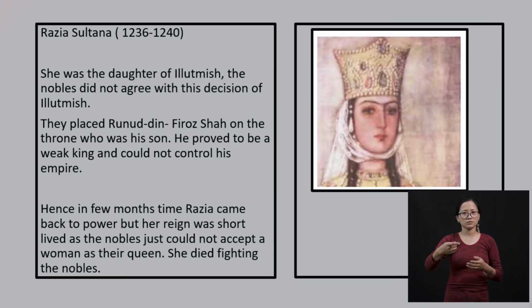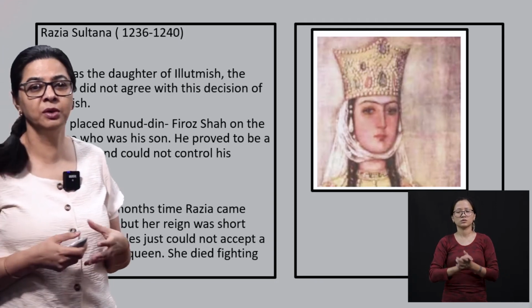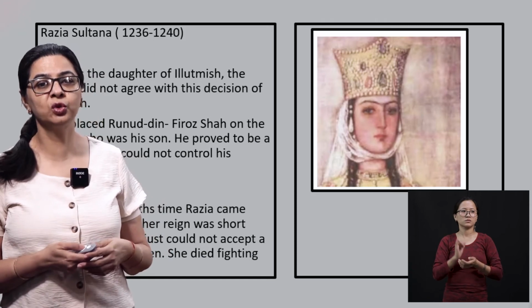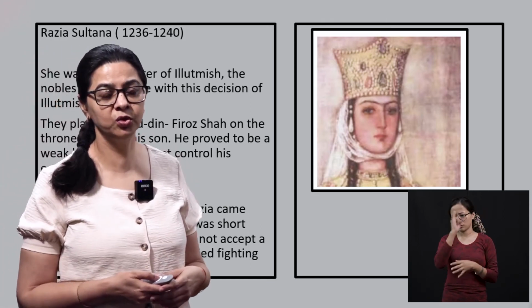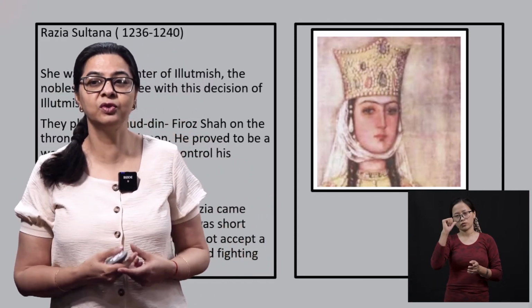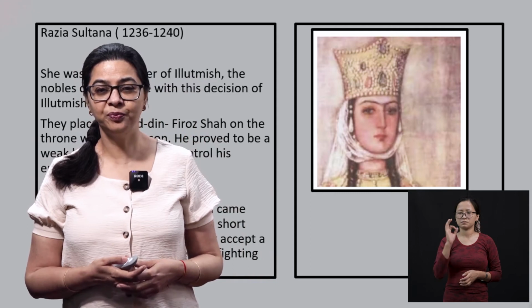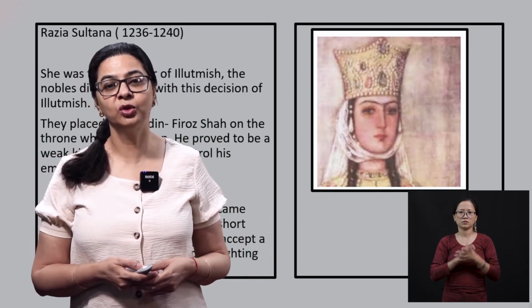After Iltumish dies, his son becomes the ruler for only some time. So his name was Ruknuddin Firoz Shah. But what happens is that he was a very, very weak ruler and he was very, very fond of alcohol. So even his senses were not very intelligent. So Razia Sultan is the one that comes on the throne.